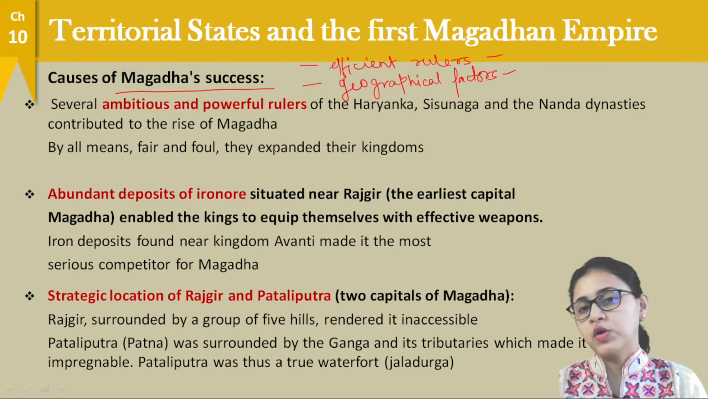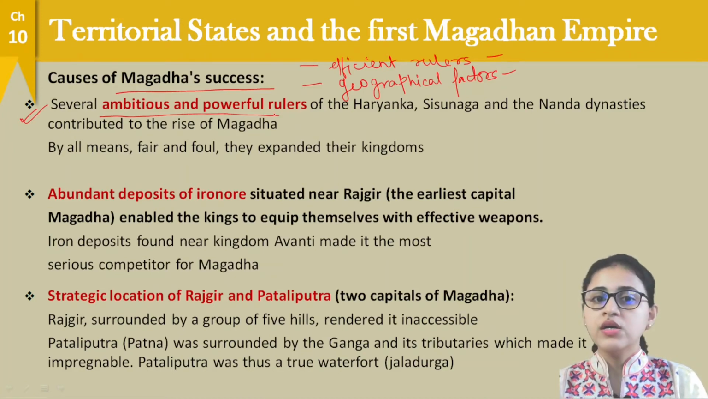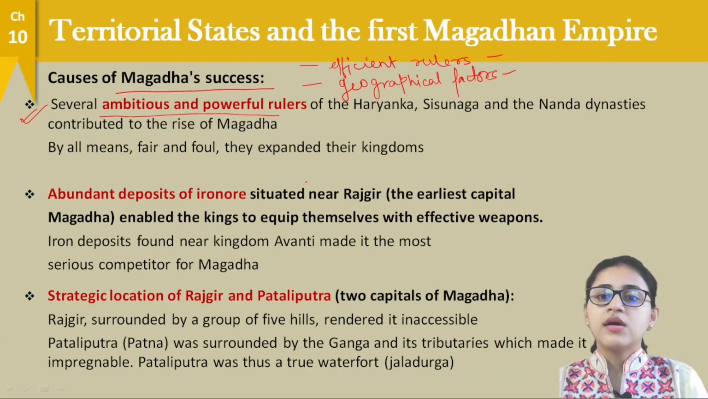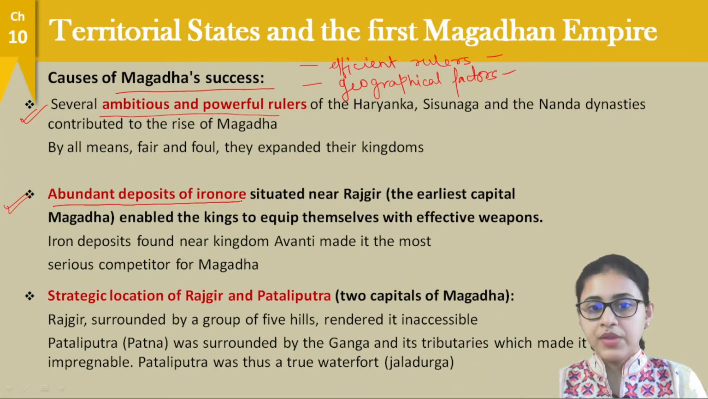These are the two most important points which made Magadha the most important kingdom. Now we will talk about these in a little detail. The first cause is attributed to the ambitious and powerful rulers of Magadha who belonged to the Haryanka, Sishunaga and Nanda dynasties, which we have already discussed. These kings tried to expand their kingdoms by different means, fair or foul. So the first cause is the powerful, efficient rulers of Magadha. The second is a geographical factor, that is, abundant deposits of iron ore near Rajgir.